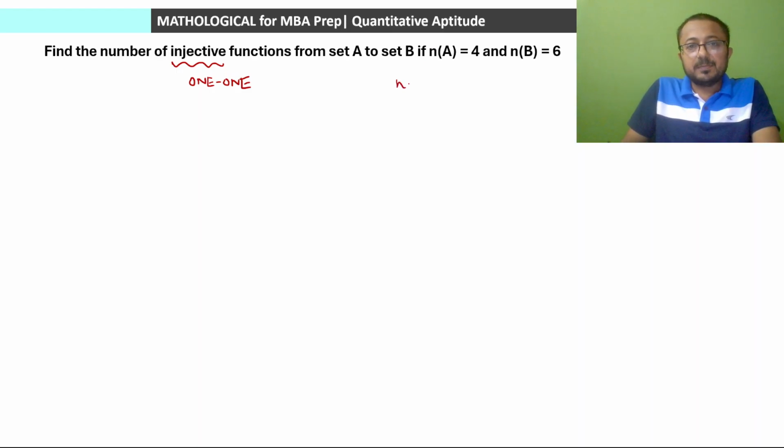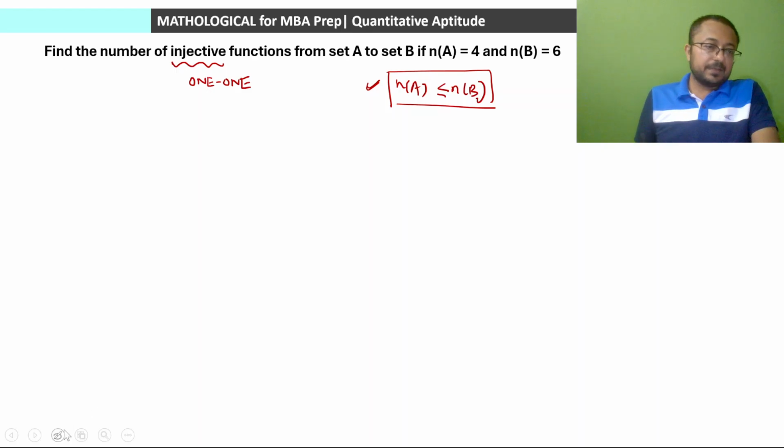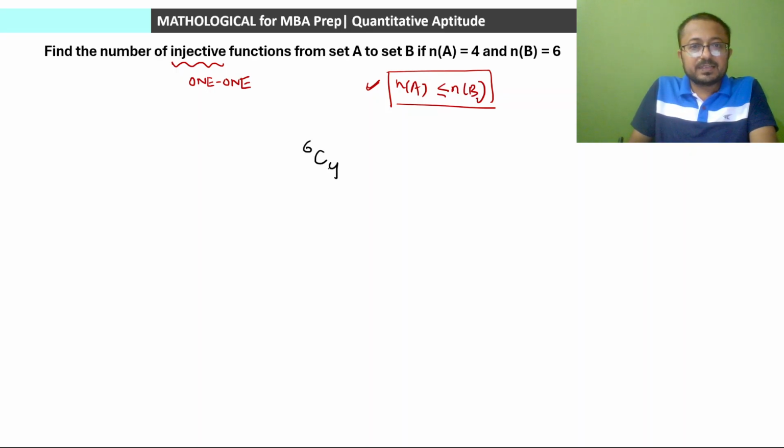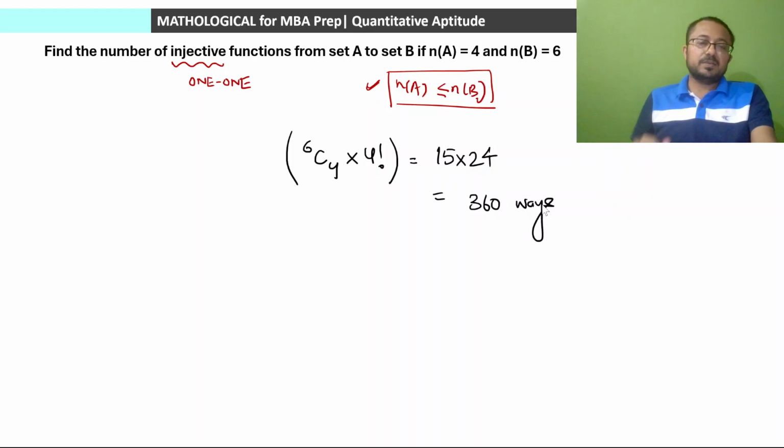Since the number of elements in set A is less than or equal to the number of elements in set B, तो definitely ये condition हमारा satisfy हो रहा है, so one-one functions will be possible. And how many functions will be there? In set A we have 4 elements, in set B we have 6 elements. So out of 6 elements we have to select 4 elements in 6C4 ways, and then we'll be arranging the 4 elements, connecting with 4 elements of set B in 4 factorial ways. So 6C4 into 4 factorial is equal to 15 into 24, and hence 360. 360 such functions will be possible.